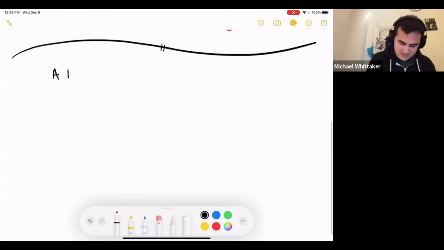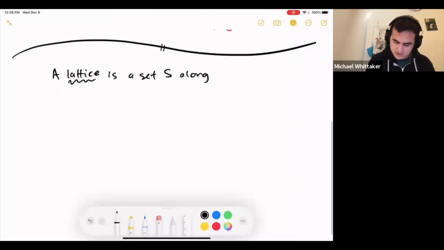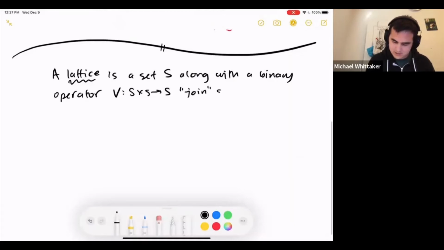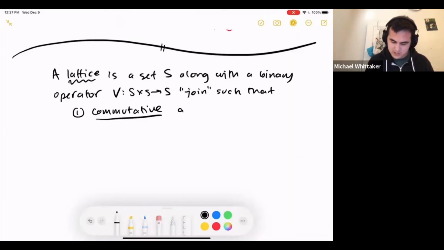All right, so lattices. What is a lattice? A lattice is a set S along with a binary operator, which I'll call join, which takes in two things in S and poops out one thing in S, such that three things are going to hold. First, join is commutative, which is to say that A join B is equal to B join A.